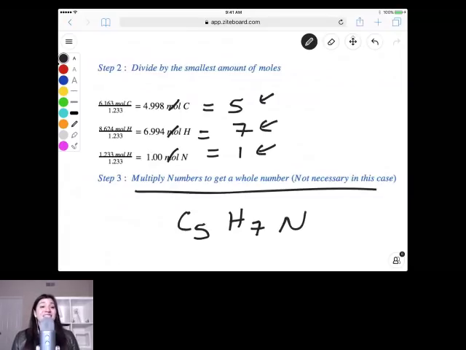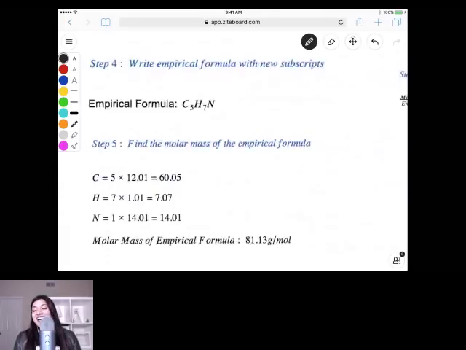But we're not done yet because we need to figure out our molecular formula. So what we need to do next is to find the molar mass of our empirical formula. Okay, so finding the molar mass of our empirical formula, there are 5 carbons, right? That's where I get this 5 times 12.01. That's just the mass of carbon. Multiply that out, we get 60.05.